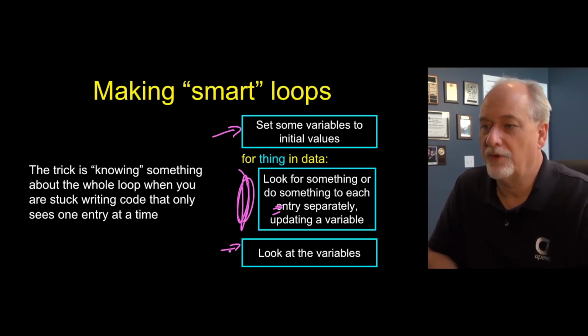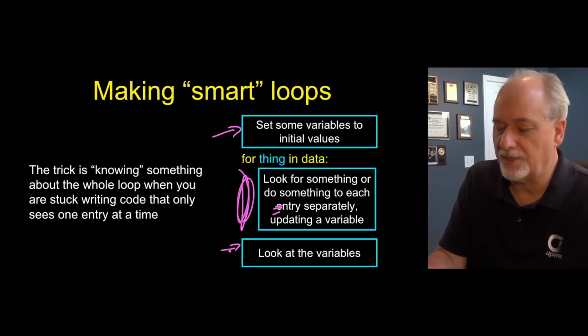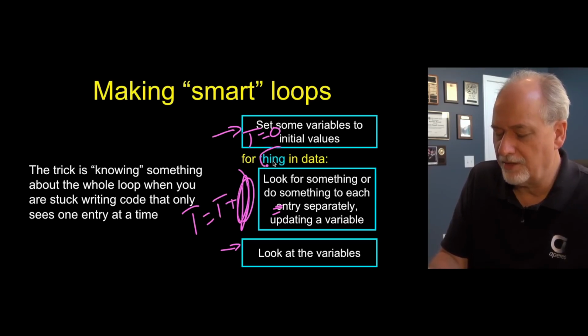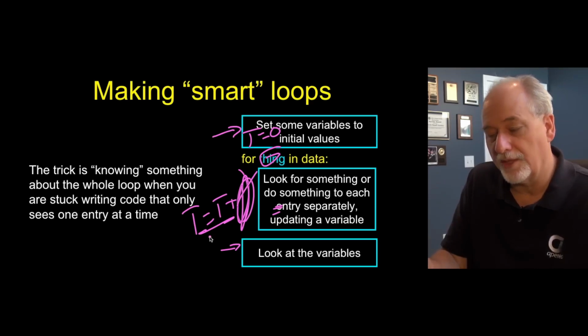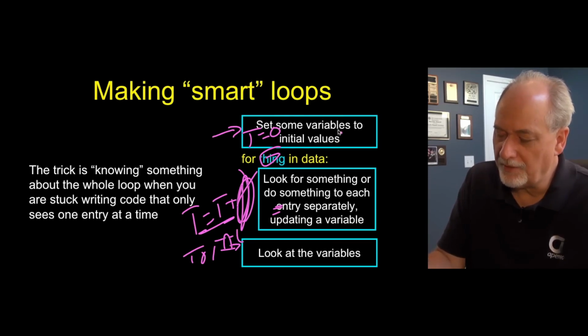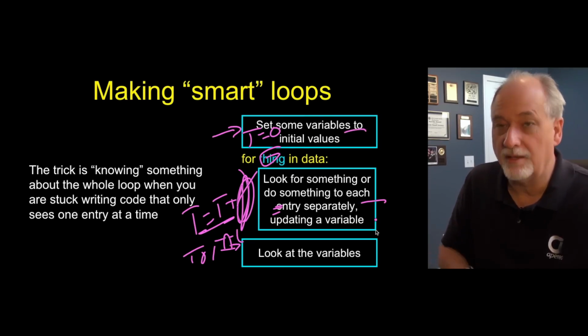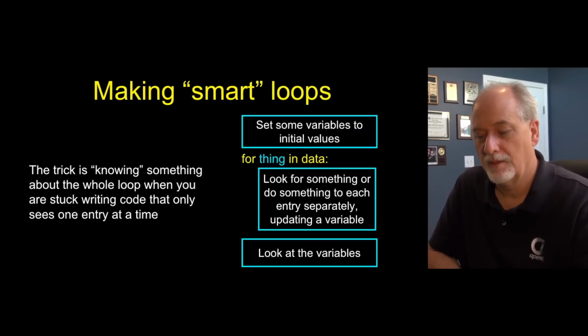So if we're summing things, we're going to have a running total. This will be t equals 0. And then this will be t equals t plus the thing value. But this is not the real total. It's the running total during the loop. But at the end, it is the real total. And so we're going to look at what you do before the loop starts, during the loop, and then what you get after the loop and how you can use that.